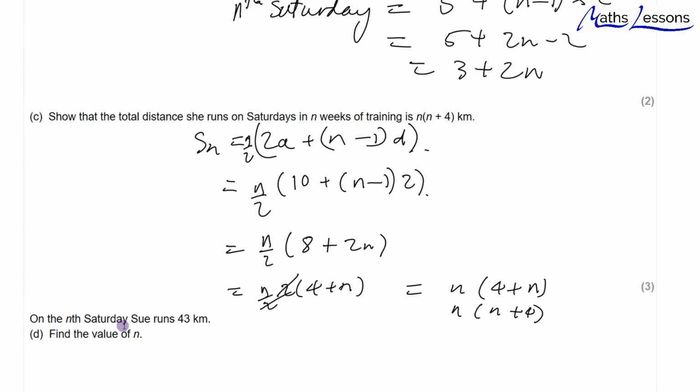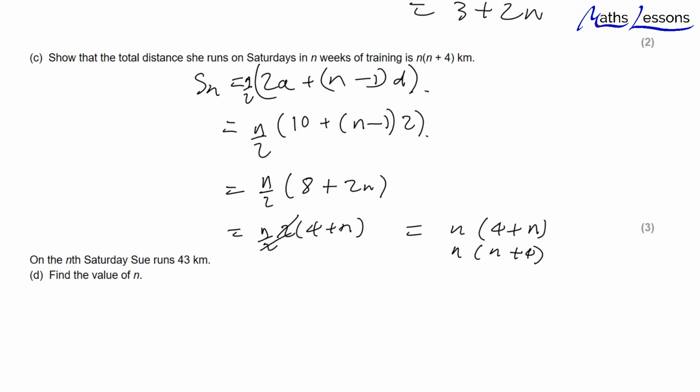On the nth Saturday, Sue runs 43 kilometers. Find the value of n. This is another 30-seconder. See if you can do this. If you can do it, it's 30 seconds. If you can't, you probably won't be able to do it.